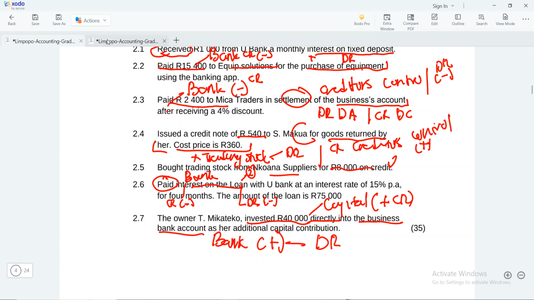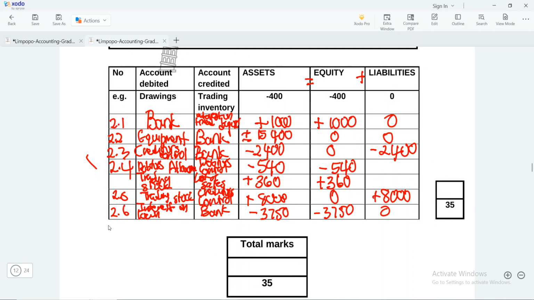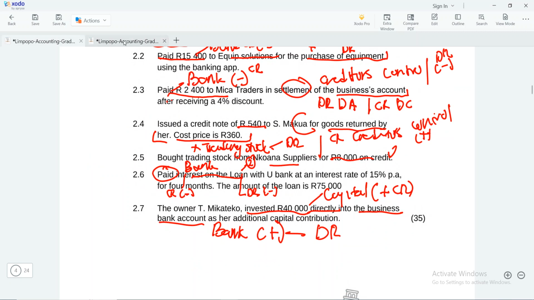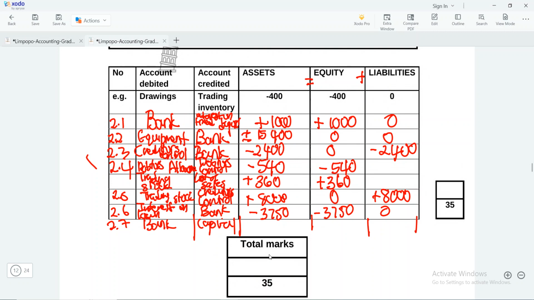So let's go and write that description. So 2.7, I'll write it below this because we don't have space. So account debited will be bank, and then account credited will be capital. So we'll write capital here, and then let's check how much this person is really depositing. According to this, the person is investing 40,000, so the money that will go into the assets will increase our assets by a positive 40,000. So we'd have that 40,000 here, and this will also increase the owner's investment in the business, so we'd have an additional 40,000 in the equity as well.